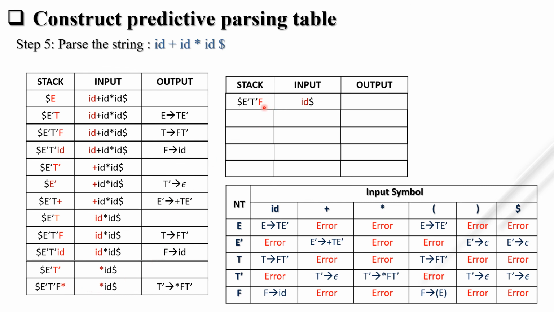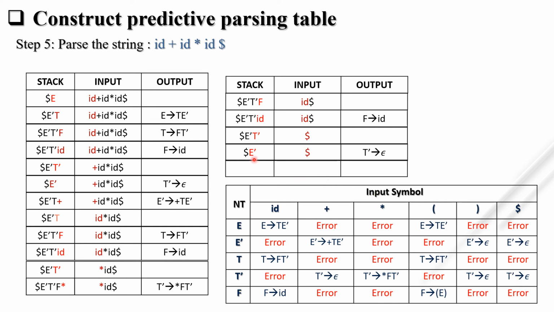Now we have to check F and ID. In F and ID, F tends to ID. Instead of F, what we have to write? ID. Now ID is matched, so we have to pop. Now we have to check T dash and dollar. What is T dash and dollar? T dash tends to null, so we have to simply put null instead of T dash.